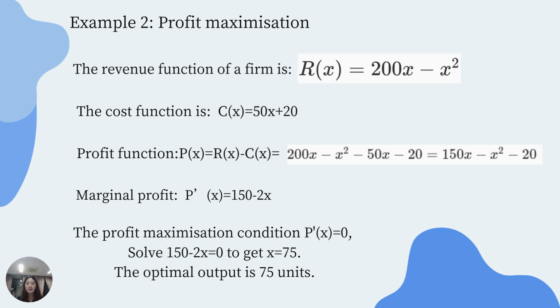Example 2: Profit maximization. The revenue function of a firm is this function, and the cost function is C(x). The profit function is P(x) equals R(x) minus C(x), and the marginal profit is the derivative P'(x) equal to 150 minus 2x. The profit maximization condition is that the derivative P'(x) equals 0. So 150 minus 2x equals 0, to get x equal to 75. The optimal output is 75 units.